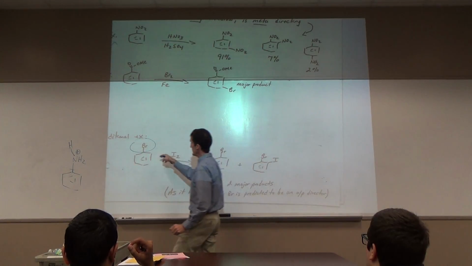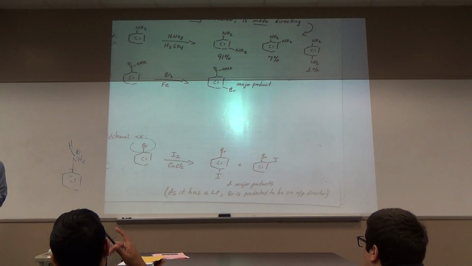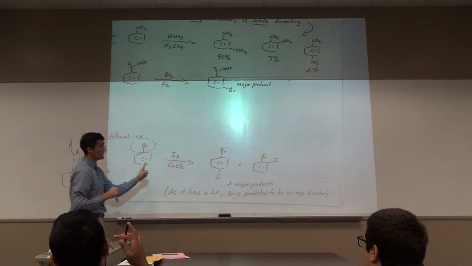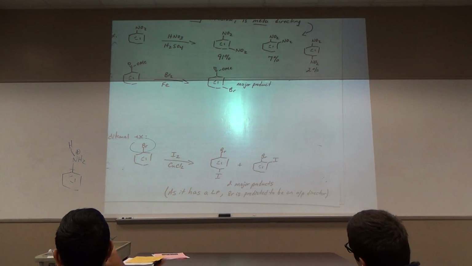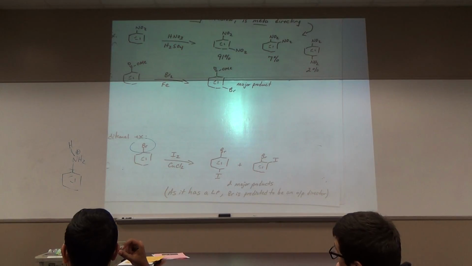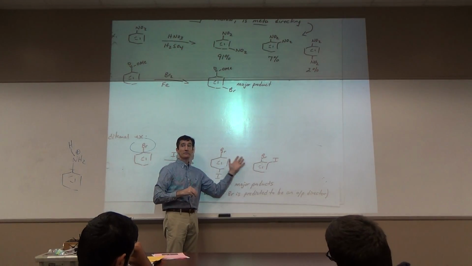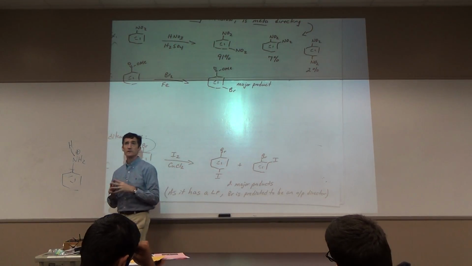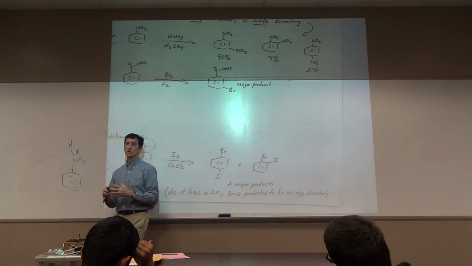If you iodinate bromobenzene, what type of director is bromine? It's group 3, so it's going to be ortho-para. You actually have two major products that you predict, both the ortho and the para. Now you may be thinking, well, which is favored? Well, that's what we're saying. Neither is favored. Both are favored as major products. Very often when you do such a reaction, you have to purify. There may be some cases where you can make one more favored over the other, but that tends to be beyond the scope of what we're doing here.